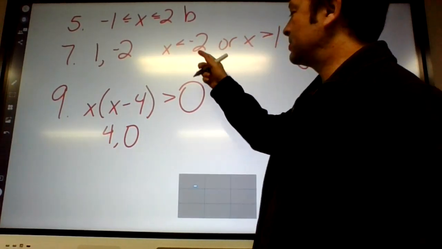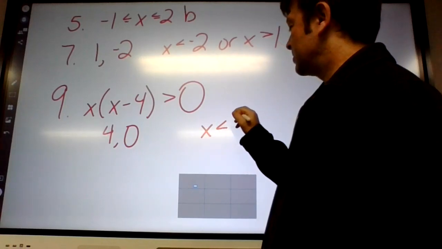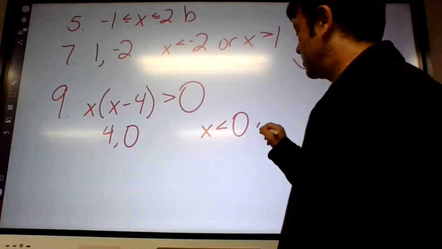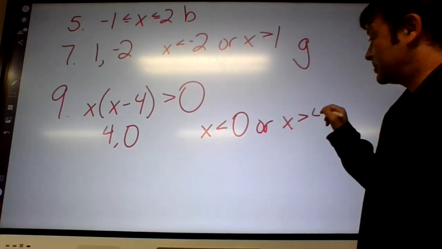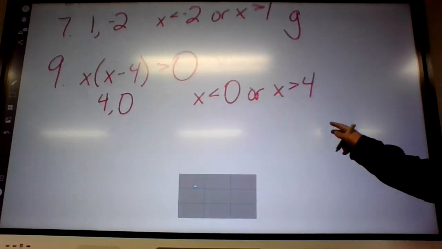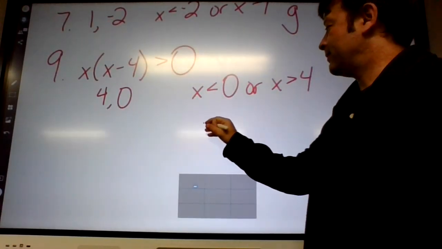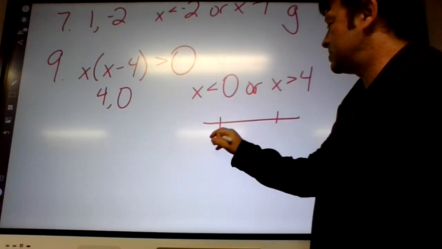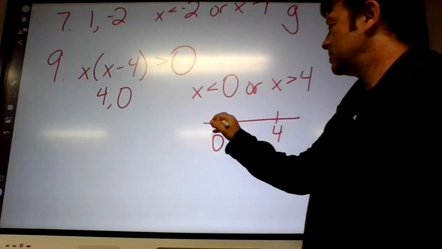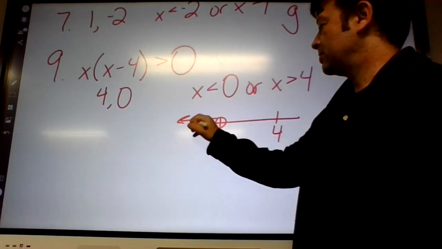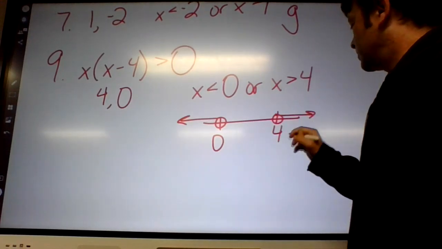it's this one. Smaller than the small one, bigger than the big one. Okay, the small one is 0. The big one is 4. Oh, we have to write 4. Okay, then we have to graph it. So put a 0 and a 4. We need smaller than 0, greater than 4. This isn't hard, it's just a little tedious.